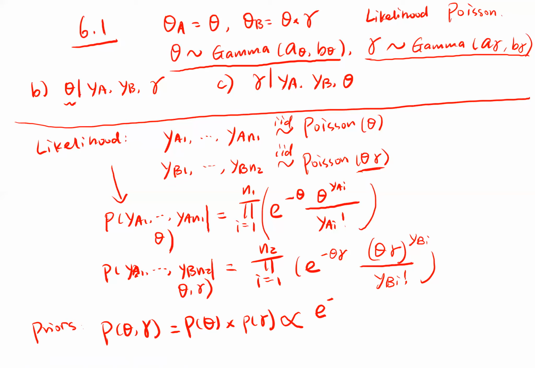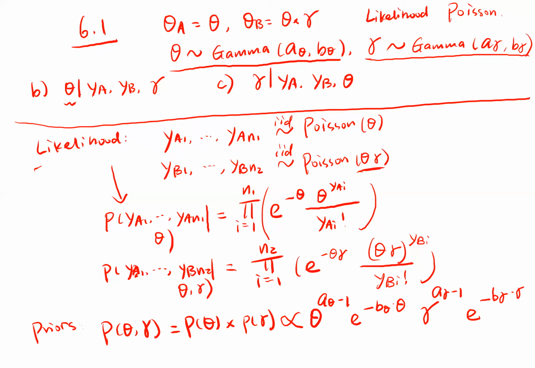Okay, so because it's a gamma, it's proportional, so let me write it step by step. Because it's about theta, the first parameter is A theta minus 1, okay? And e to the negative B theta times theta, okay? And then you do the same for gamma. So it's gonna be gamma raised to the power of A gamma minus 1, and then e to the negative B gamma times gamma, okay? So those will be all of the terms.